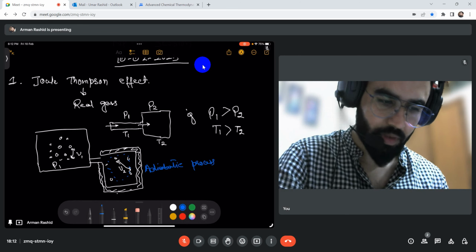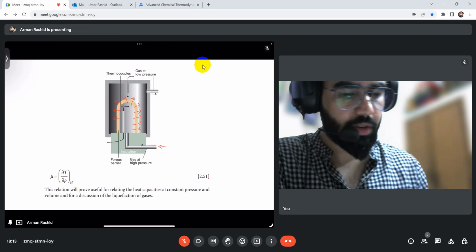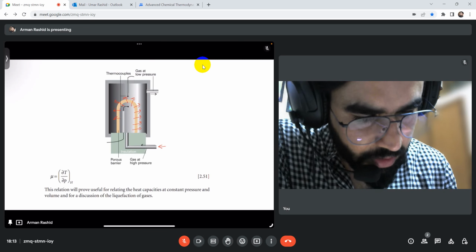Now, practically, this is how we determine the Joule-Thomson coefficient. For example, we take a gas that is coming through this pipe at very high pressure, and everywhere there is insulation. This gas is allowed to pass through this porous material, where it goes from a high pressure to a low pressure. Because of that, there will be a decrease in the temperature, and that decrease will be reflected in the temperature of this chamber.